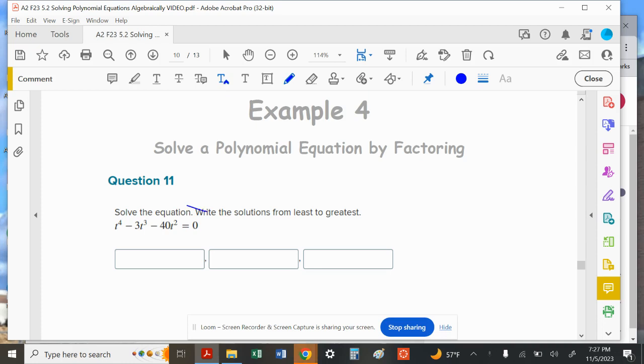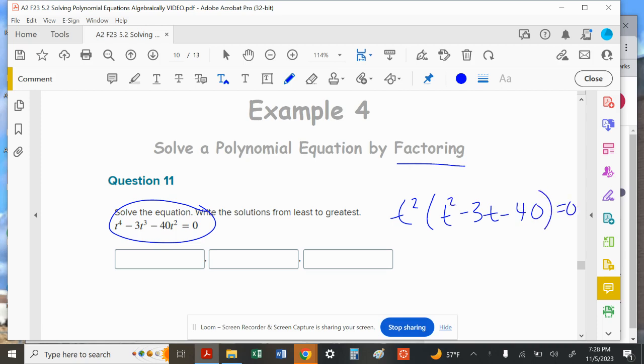But this one here, we can factor this one. Now we're going to do that factoring again. Notice here though, we have a t to the fourth. So the first thing that we're going to do is take out whatever we can that's common. So we're going to take out a t squared, and we have t squared minus 3t minus 40 equals 0.